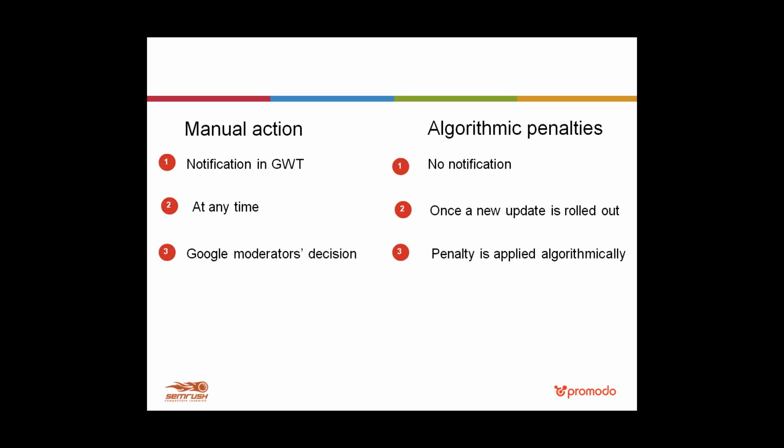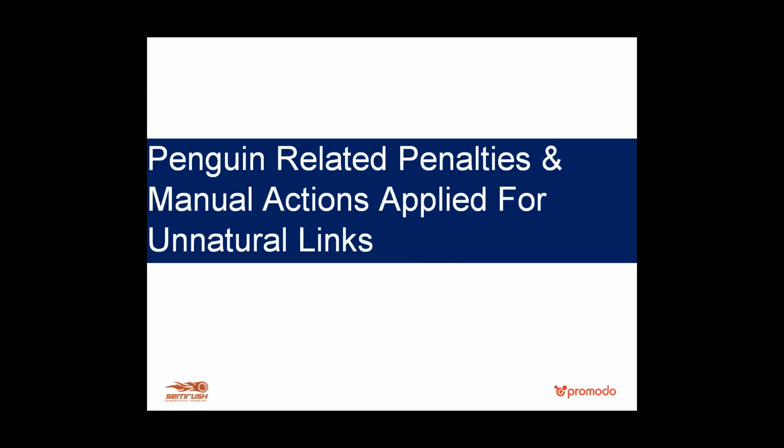And all they have in common with manual actions is that they are applied for violating Google Webmaster Guidelines. But manual actions applied to your site for a pattern of artificial or unnatural links pointing to your site is not a Google Penguin algorithmic penalty, but a manual action. So let's talk more about Penguin-related penalties and manual actions applied for unnatural links.